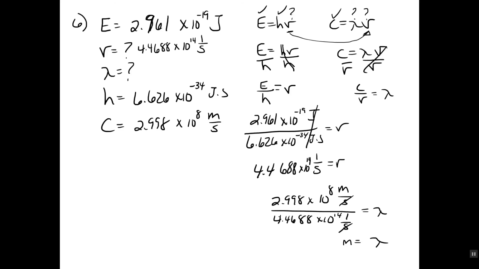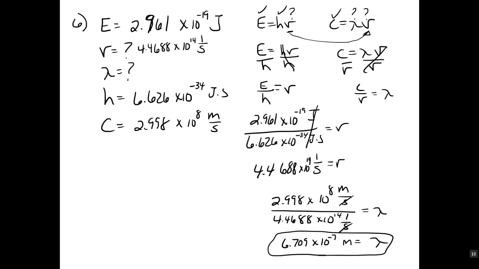And then you divide 2.998 times 10 to the 8th by 4.4688 times 10 to the 14th, and you get a value that comes out looking like this, 6.709 times 10 to the negative 7th meters for wavelength. Okay? And then it asks that one last piece of information, right? What do you do if you want a mole of it?